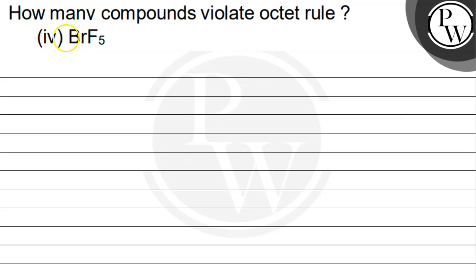So let's read the question. The question says: how many compounds violate the octet rule, BrF5? So in this question, what they have asked is, how many compounds violate the octet rule? That means here the particular compound BrF5, does it violate the octet rule or not? That is the question.